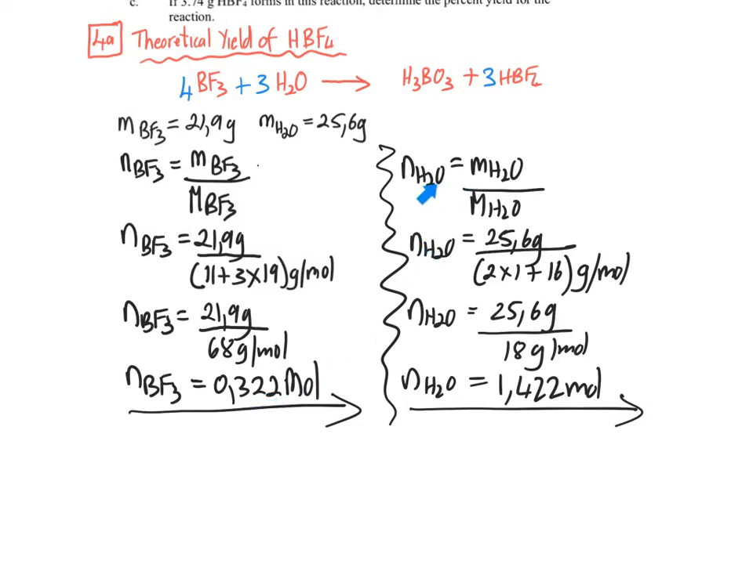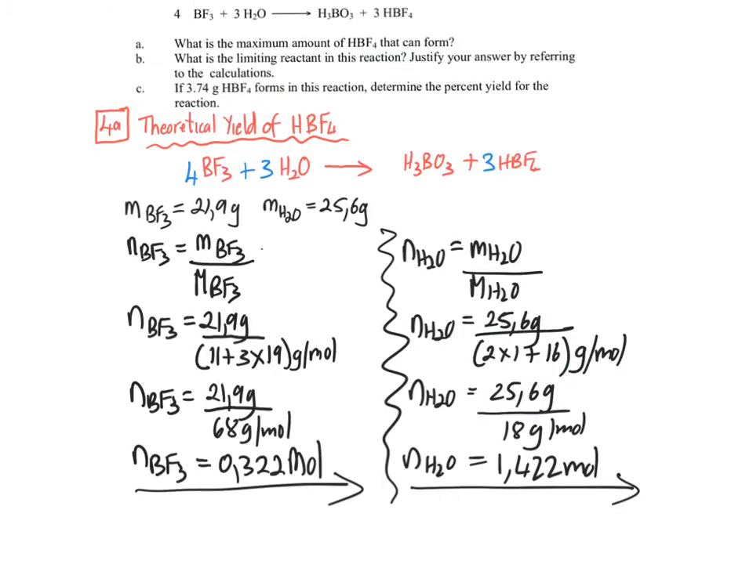For the water, it's the same formula. Number of moles of water is the mass of the water sample over the molar mass of water, which happens to be 18 grams per mole. 25,6 divided by 18 is 1,422 moles. Now, in order to work out the yield of HBF4 with 0,322 moles of BF3 and 1,422 moles of H2O, we now need to work with the limiting reagent or limiting reactant approach. We need to work out which one of these substances is the limiting reactant.